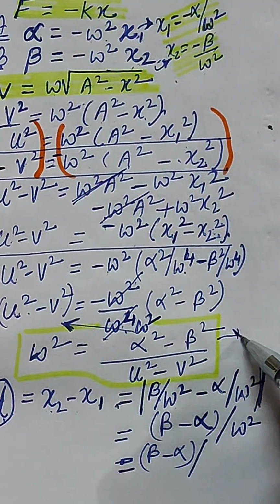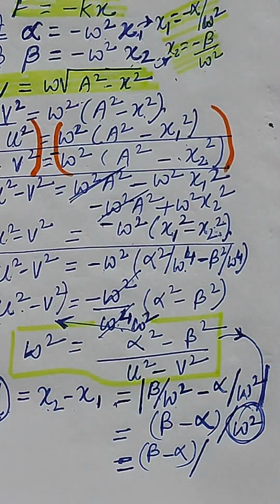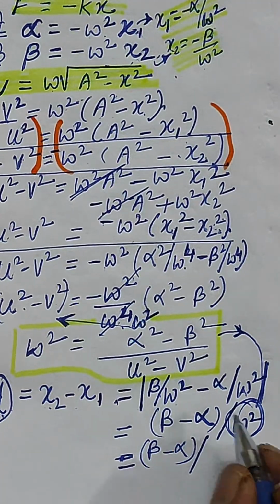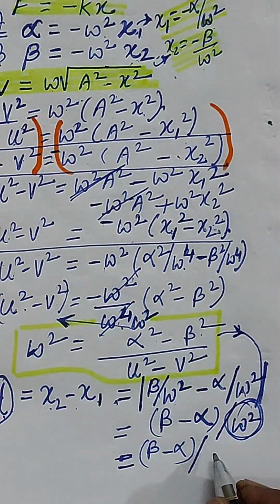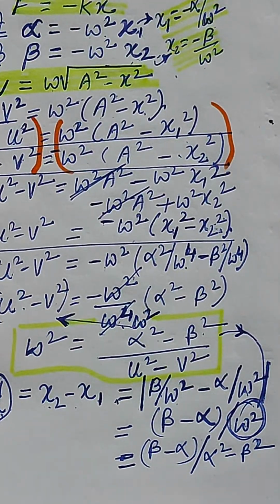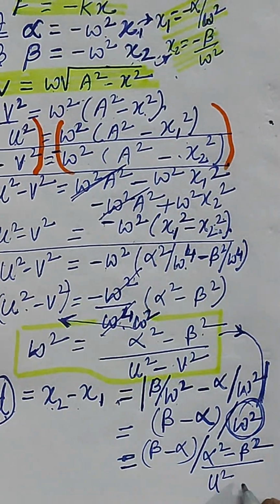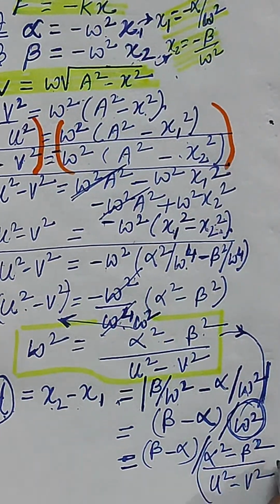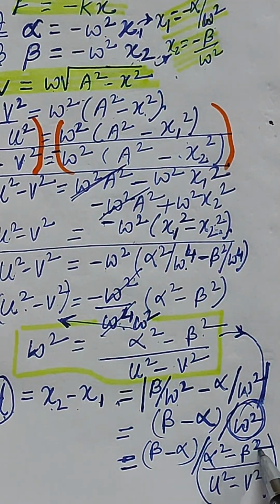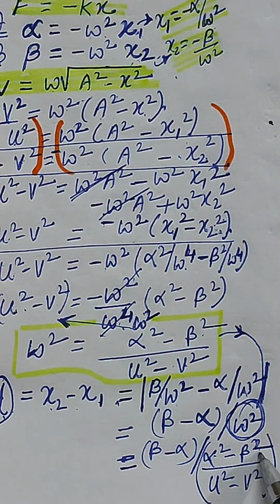You can put up the value of omega square over here, right? Then what will happen? Into the denominator we have alpha square minus beta square, isn't it, divided by u square minus v square. This is the entire denominator. Now if you expand alpha square minus beta square, it will become alpha minus beta and alpha plus beta.